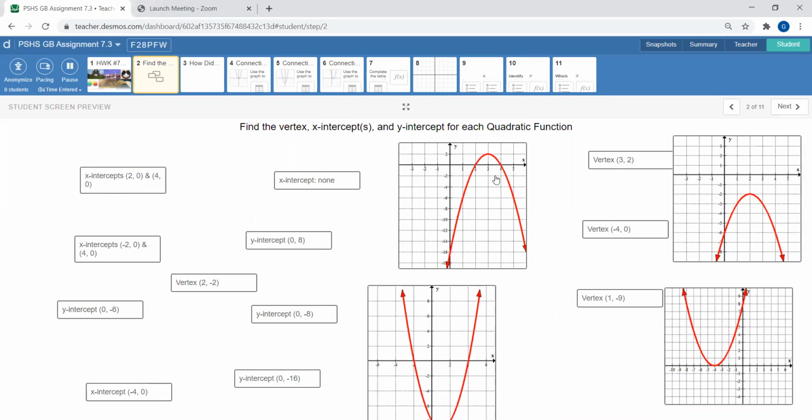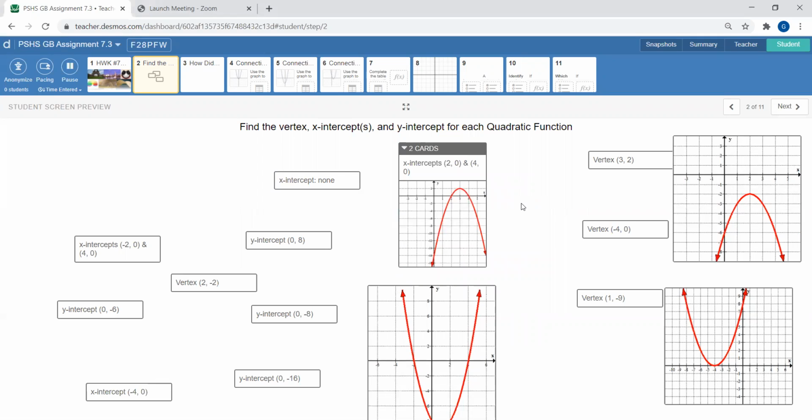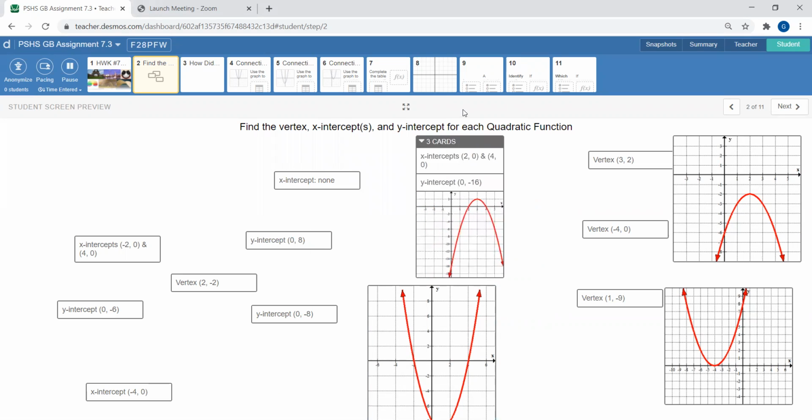Well, that's interesting. I don't actually see the one for that one. All right, let me look at the x-intercepts then. The x-intercepts is where it crosses the axis. So that would be at 2 and 4. So that would be 2, 0 and 4, 0. All right, so we'll join that card up. The y-intercept, it looks like it goes through... It's a little small to see on here. It looks like it's either -16 or actually there is a 0, -16 here. So I'm going to put that one there.